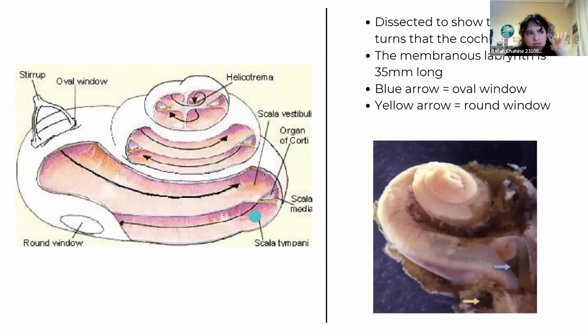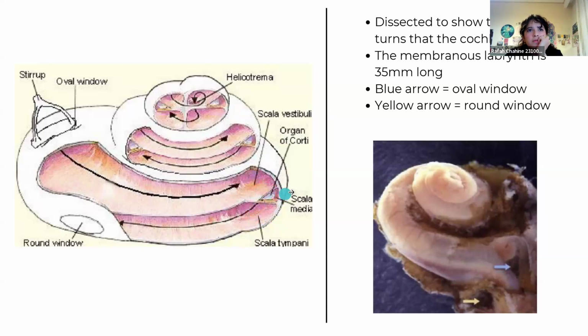But this is what the cross section looks like. This is the scala vestibuli. This is the scala media. We said the separation between the scala vestibuli and the scala media is the Reissner's membrane. And this is the scala tympani, and the separation between the scala media and the scala tympani is the basilar membrane. And on the lining of the scala media, we have the stria vascularis, which we will look at in a bit.